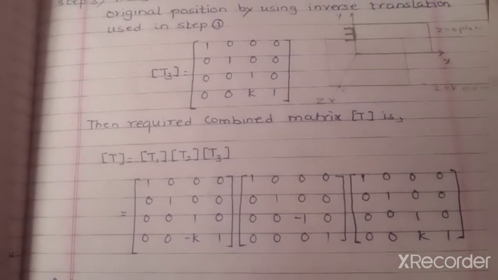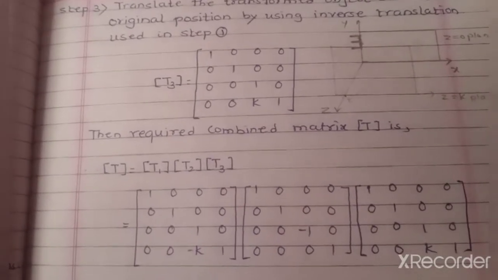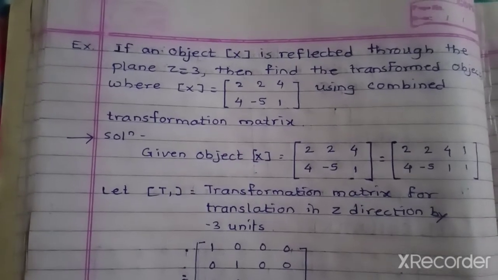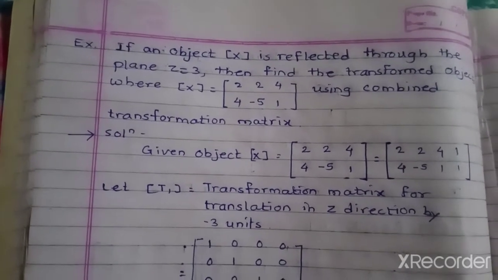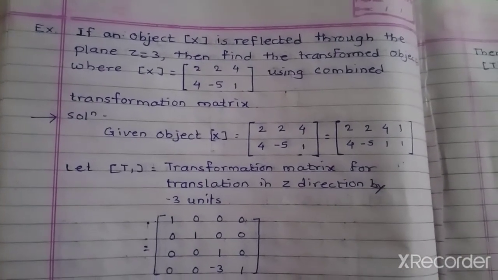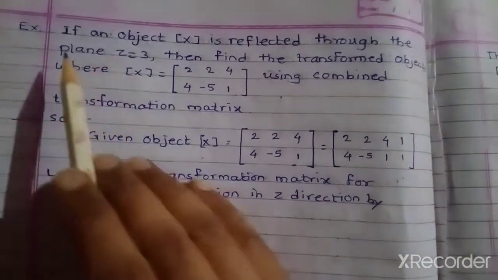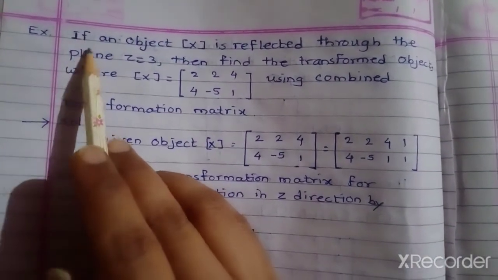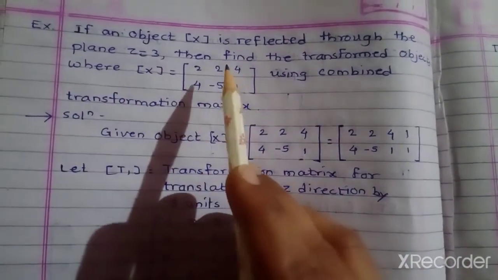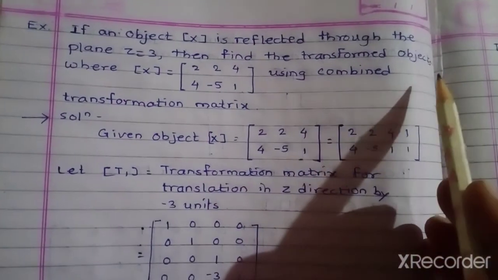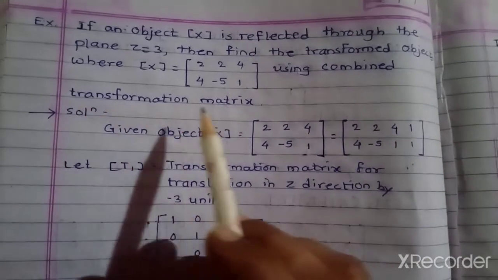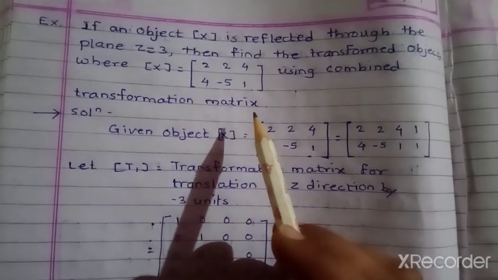Okay, we have to stop this algorithm here and then we have to discuss its example. So now we have to start the examples on the algorithm, reflection through the plane z equal to k, which is parallel to the z equal to 0 plane. See the example. If an object X is reflected through the plane z equal to 3, then find the transformed object, where X equal to this one, using combined transformation matrix.